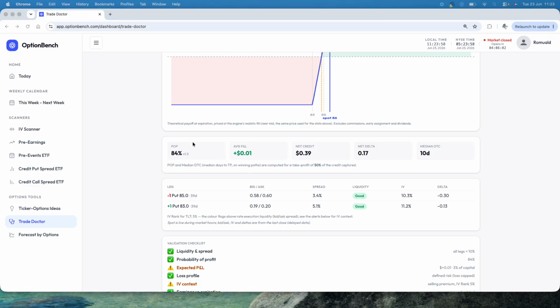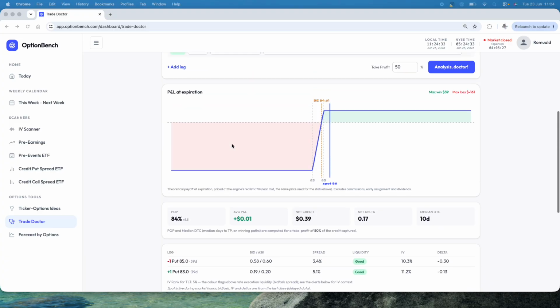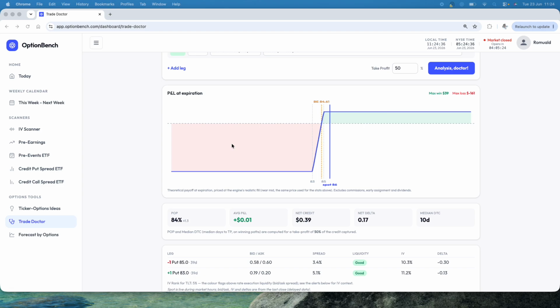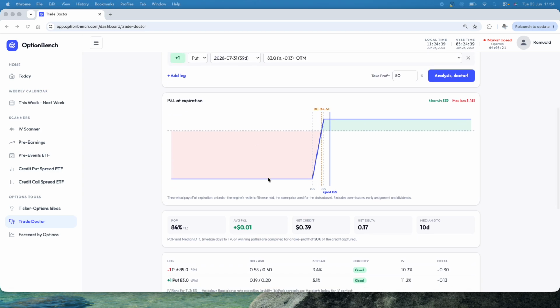Okay, so now look one tile to the right of the probability right here. You see the average profit and loss plus 1 cent. I want to be precise about what that number is because it's the most important number on the screen. It's not the price of anything. It's a mathematical expectation. So the tool runs a Monte Carlo simulation, thousands of simulated price paths for TLT between now and expiration. On each path, it values the spread, applies the same 50% take profit rule, and records the result. Plus 1 cent is the average outcome across all those paths.